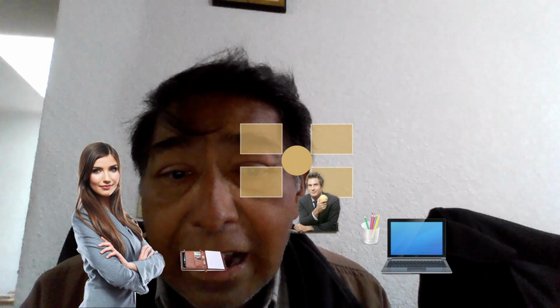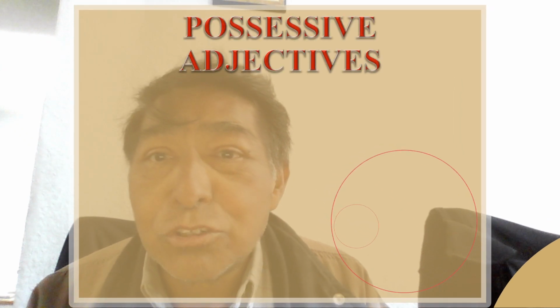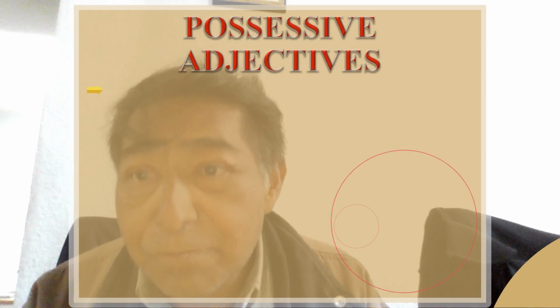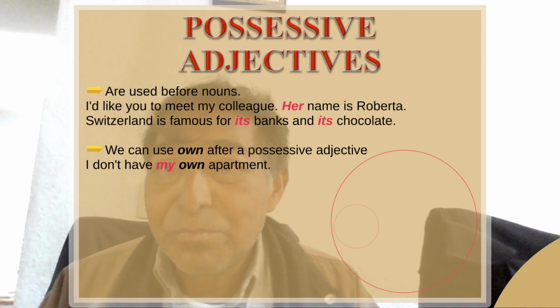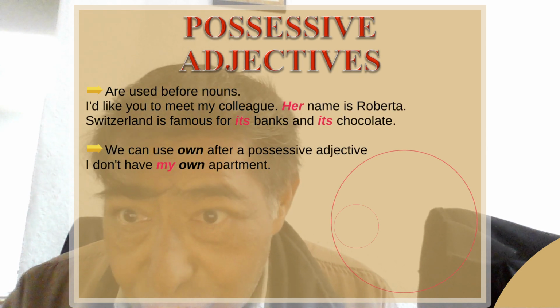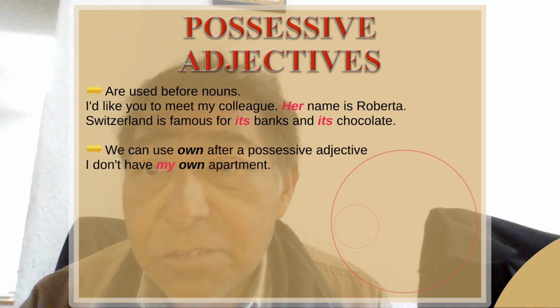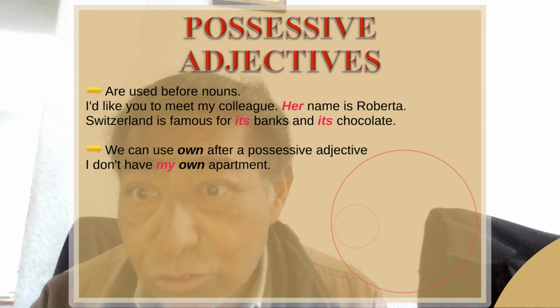On the other hand, we have: whose computer is it? That's Melanie's boss's computer, no? So Robert's computer. That is his computer. So in today's session, we are going to analyze possessive adjectives. Possessive adjectives are always used before nouns.